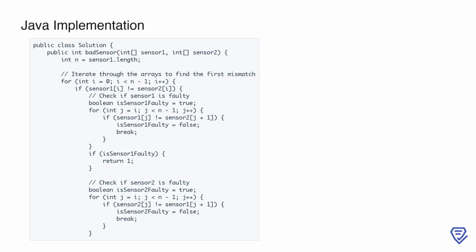Once a mismatch is found, we check whether sensor 1 could be the faulty sensor. To do this, we loop through the remaining elements from the point of mismatch in sensor 1 and compare them with the corresponding shifted elements in sensor 2. If at any point the values do not align, we set is_sensor1_faulty to false and stop further checks for sensor 1. However, if sensor 1 consistently matches the shifted data from sensor 2, we conclude that sensor 1 is indeed faulty and return 1 to indicate that result.